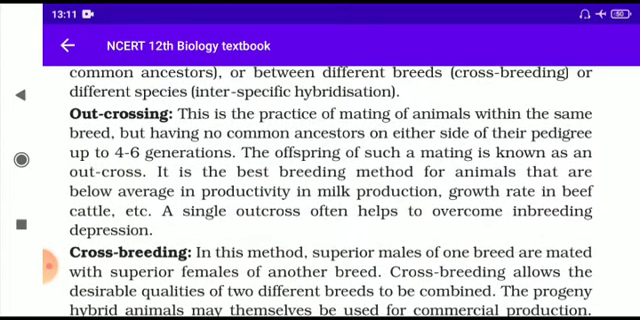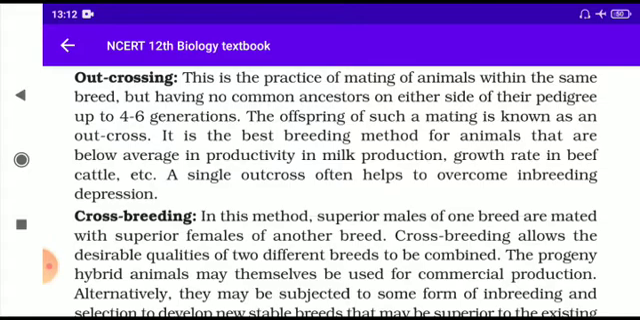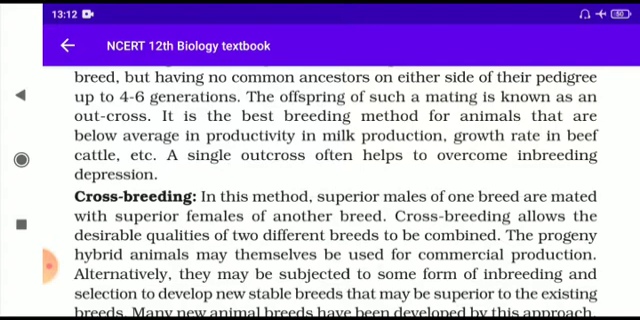Outcrossing is the practice of mating of animals within the same breed but having no common ancestors on either side of their pedigree up to 4 to 6 generations. So, the offspring of such a mating is known as an outcross. It is the best breeding method for animals that are below average in productivity, in milk production, or growth rate in beef cattle, etc. A single outcross often helps to overcome inbreeding depression. If inbreeding depression occurs, then if one outcross is obtained, that depression will be cleared.